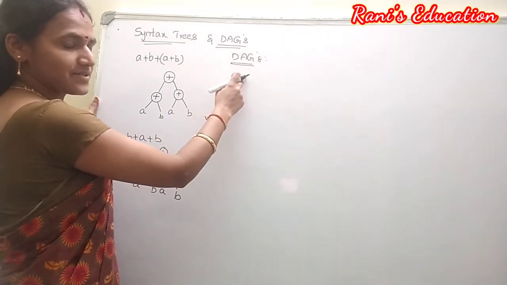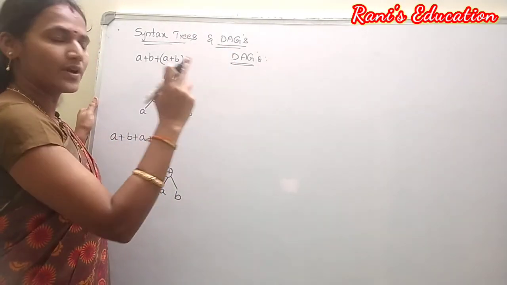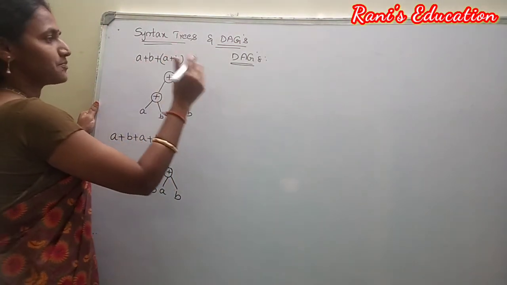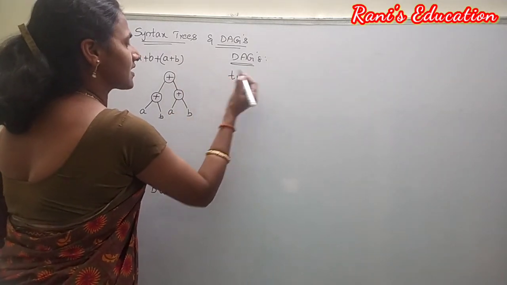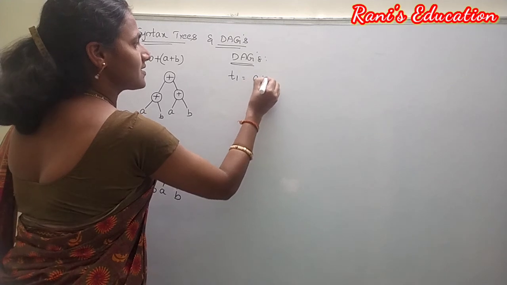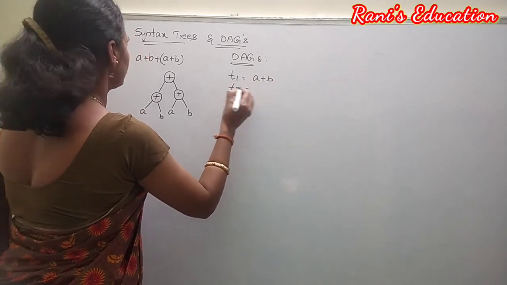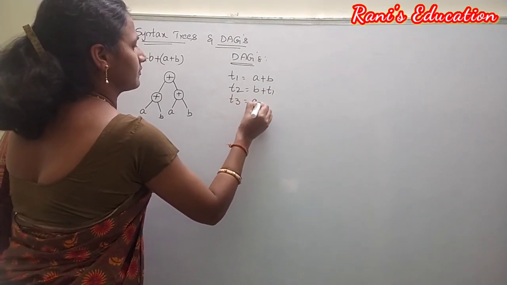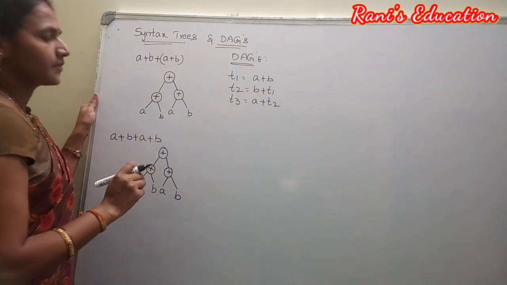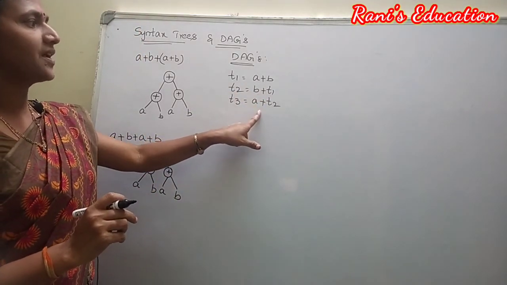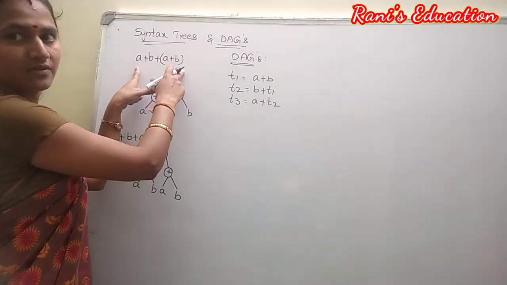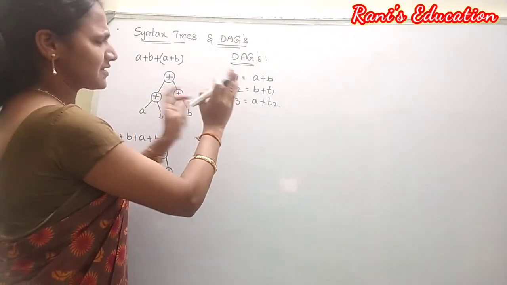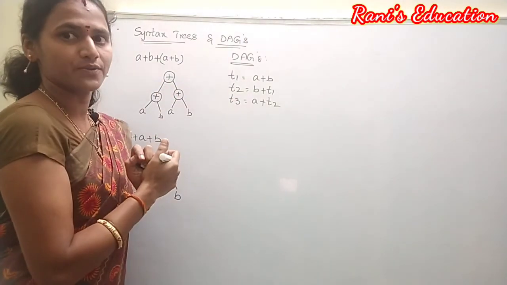Now, in DAG construction, first we are going to write the 3 address code for the given statement. So consider the same one, (a plus b) plus (a plus b). For this I am going to write the 3 address code like this based on the parenthesis. So that is a plus b plus a plus b. This is the expression. Now how to construct the DAG for this? This is very important and very simple also.